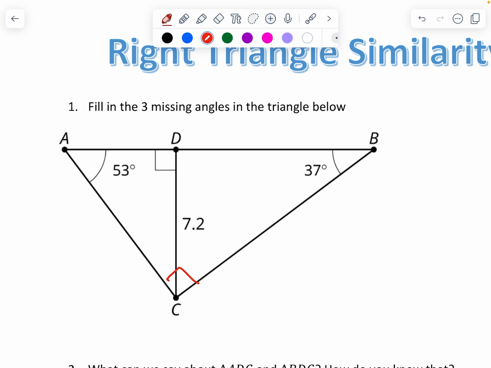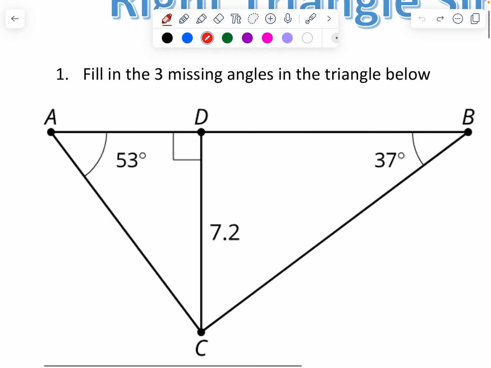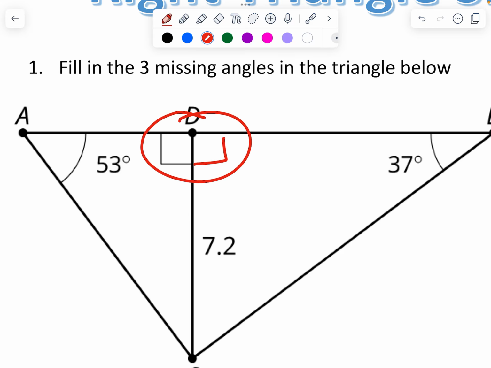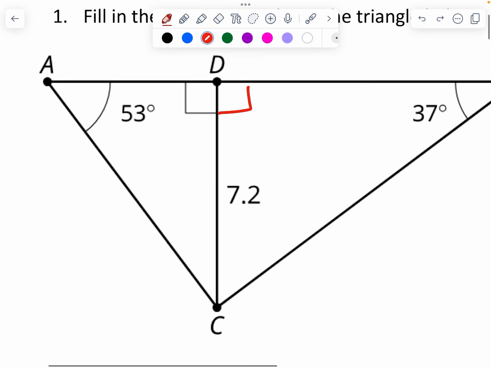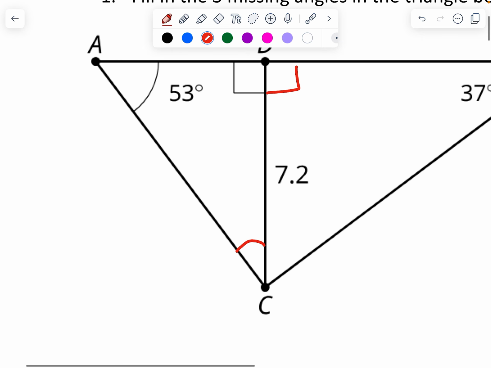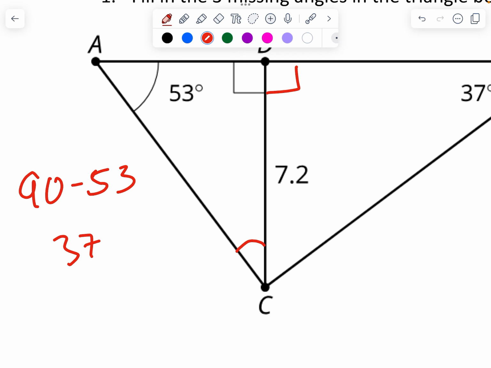So, this is a right angle, even though it doesn't say it. It wants us to fill in the missing angles in the triangle below. So number one, if we have a right angle on this side, that means we have to have a right angle on this side because these two angles have to add up to 180. If we want to figure out what this angle is down here, we're going to do 90 minus 53, and that is going to give us 37.